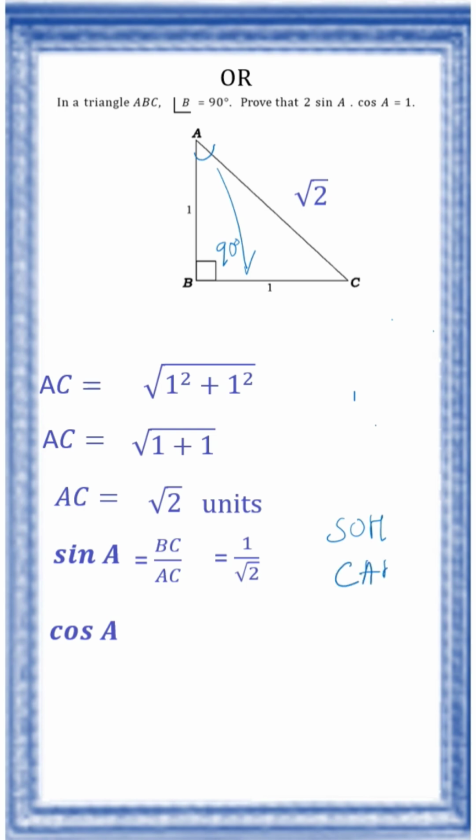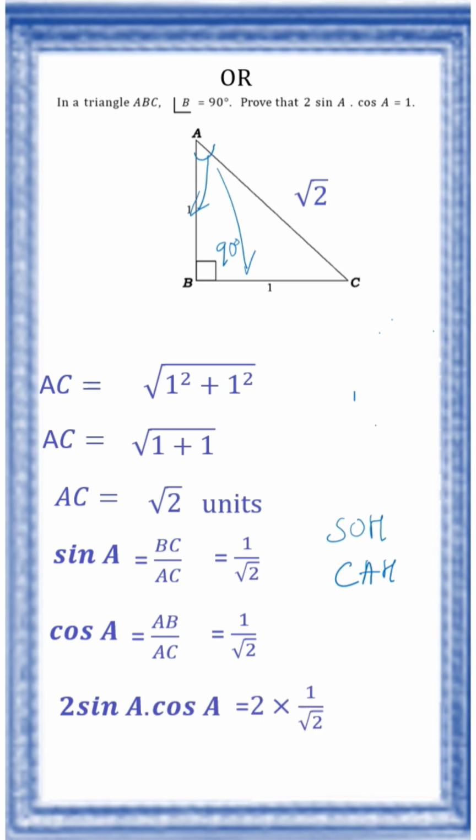Adjacent by hypotenuse. What is the adjacent side here? This one, AB. So AB by AC. AB is 1, AC is root 2. We need to find 2 sin A into cos A. So that is equal to 2 into sin A, which is 1 by root 2, and cos A, which is 1 by root 2. Root 2 into root 2 is 2, so this is equal to 1. The answer is 1 here.